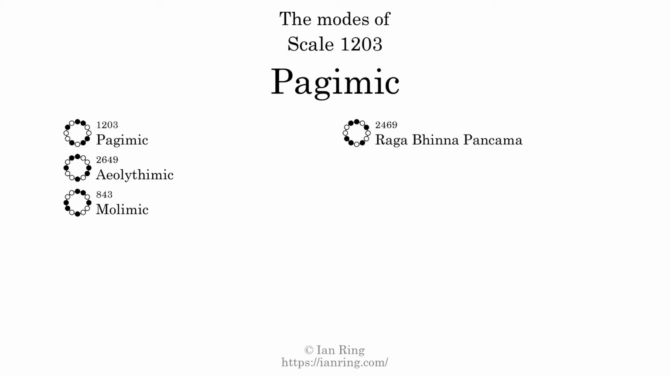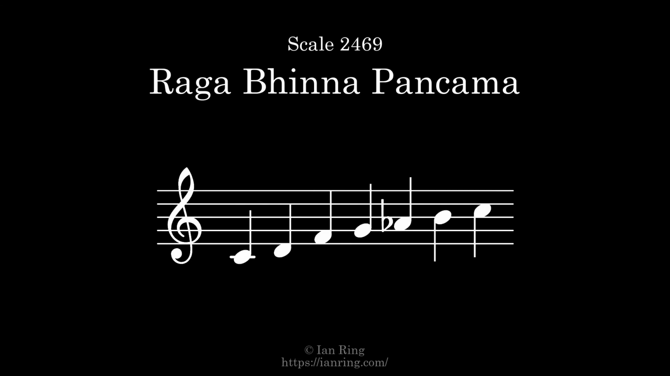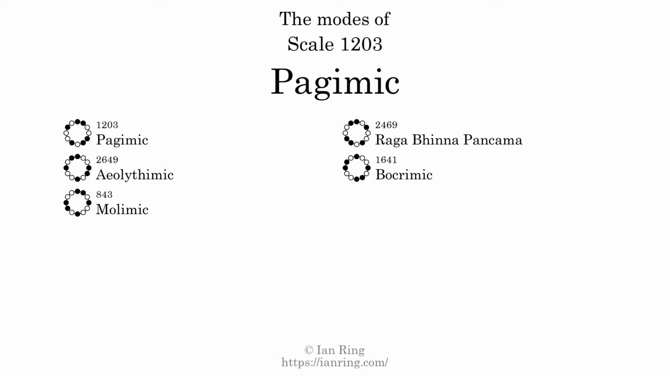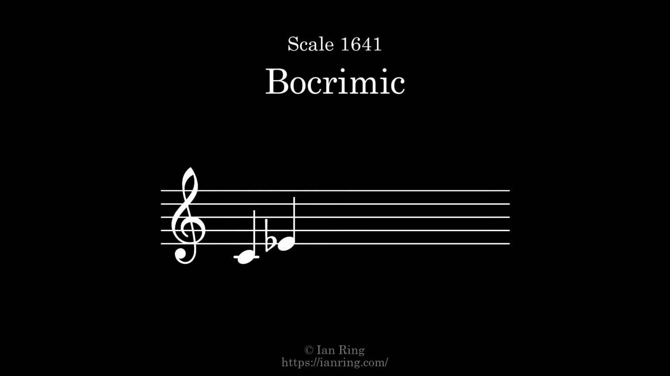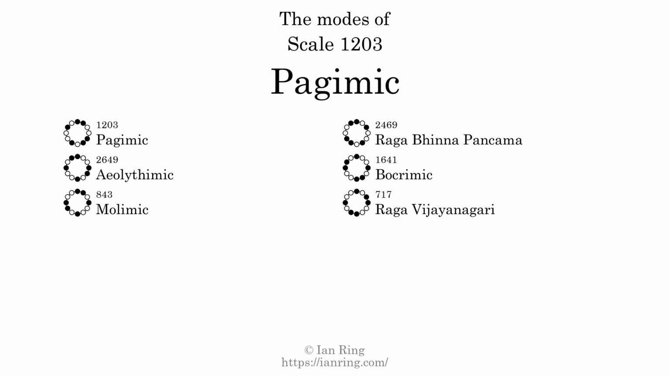The fourth mode is scale 2469, also known as Pagimic. It sounds like this. The fifth mode is scale 1641, also known as Pagimic. It sounds like this. The sixth and last mode is scale 717. Also known as Raga Vijayanagari. It sounds like this.